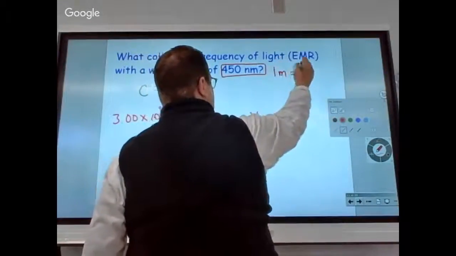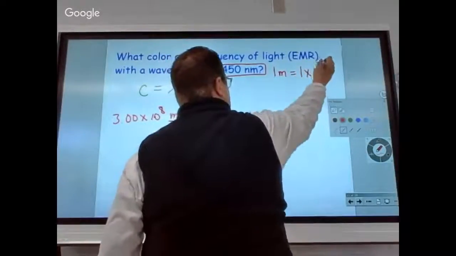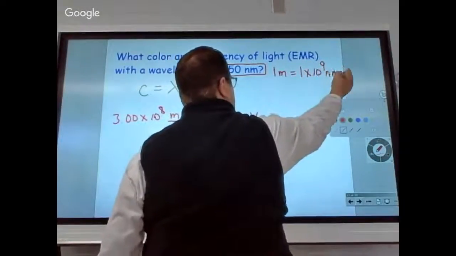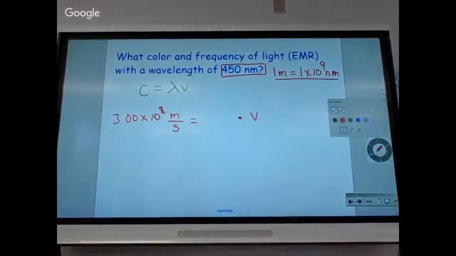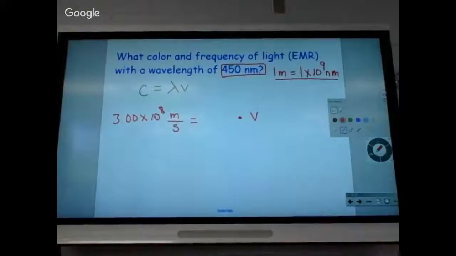Wait, go back. What did you say? We have to change it. Change it. We have to change. All right. Here's a new conversion for you in red. 1 meter is equal to 1 times 10 to the 9th nanometers.